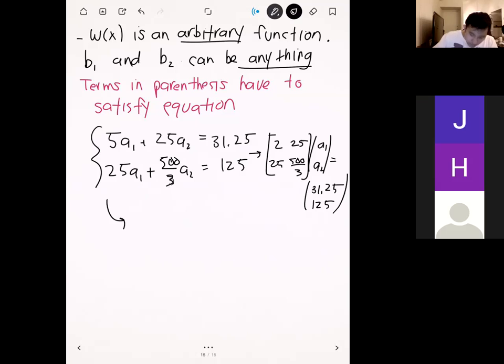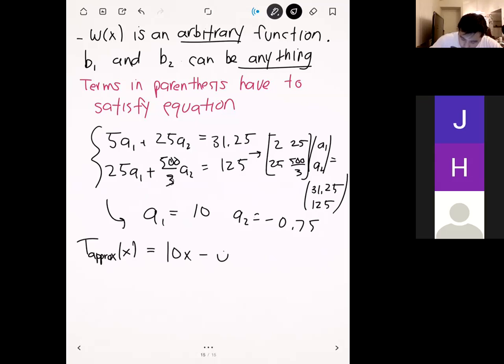And then if you plug this into MATLAB, you can solve for the coefficients. So we have A1 equal to 10, and A2 equal to minus 0.75. And so if we plug in those coefficients, we can solve for our approximate solution for T. We have T approx of x is equal to 10x minus 0.75x squared plus 25.